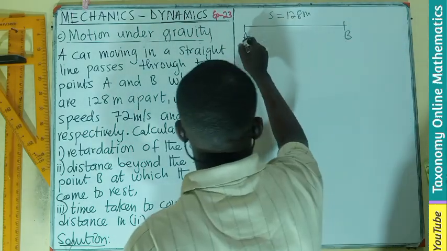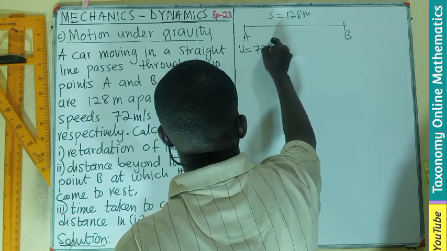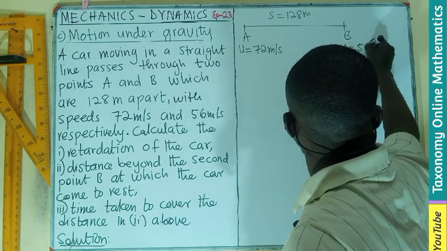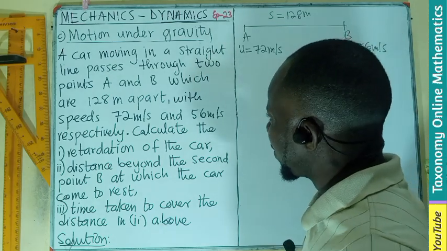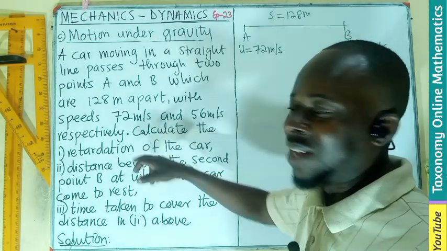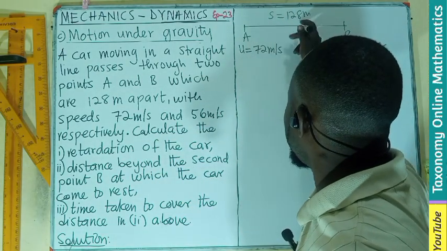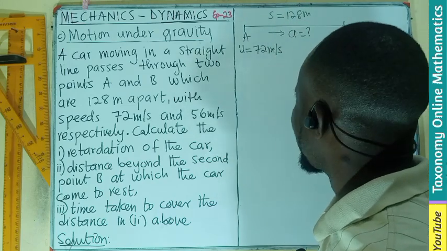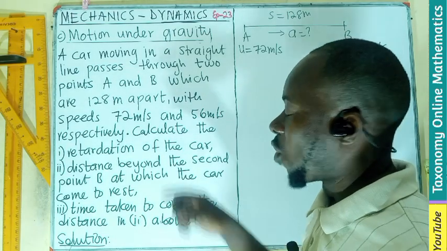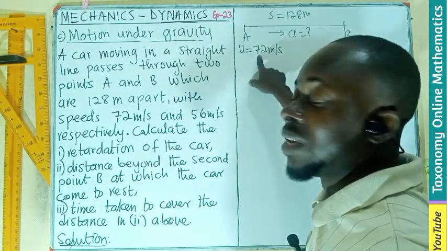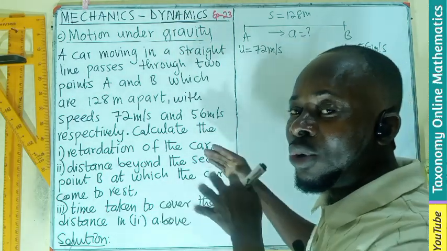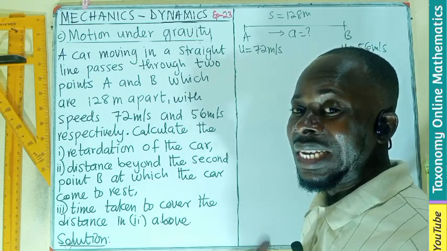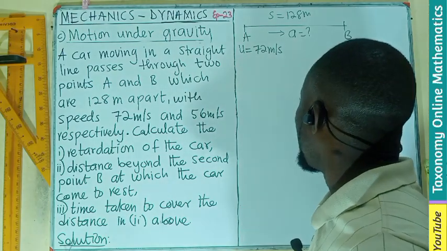The first one has an initial velocity of 72 meters per second. The second one has an initial velocity of 56 meters per second. We have to calculate the retardation, which is acceleration. We are looking for the acceleration of the body traveling this way, which is unknown. In this case, it's deceleration because the velocity is reducing from 72 to 56, therefore the acceleration becomes negative. So the value we are looking for needs to be negative.